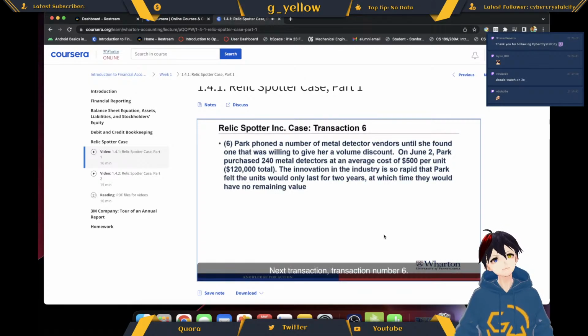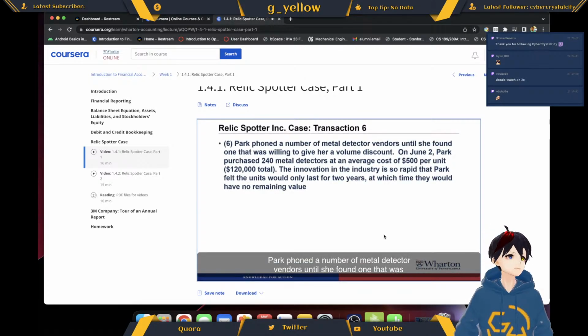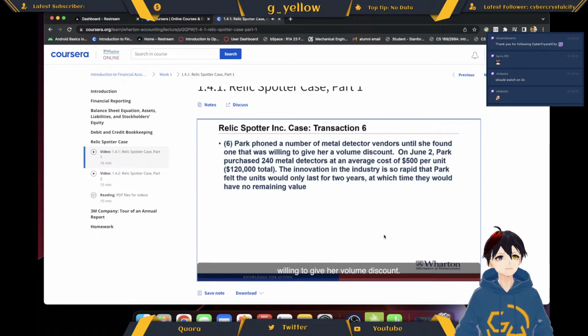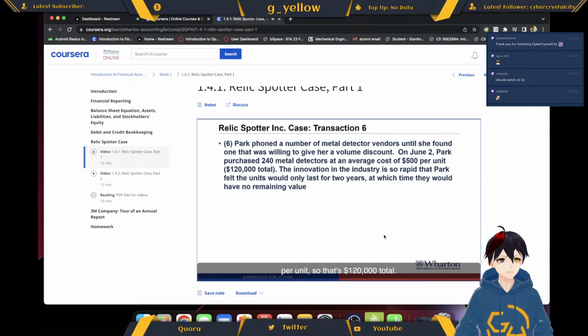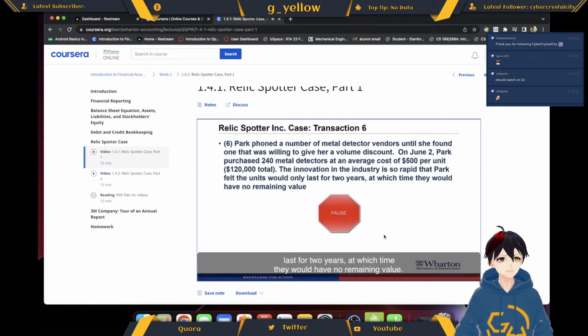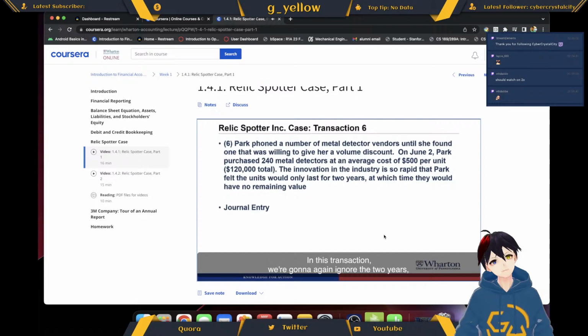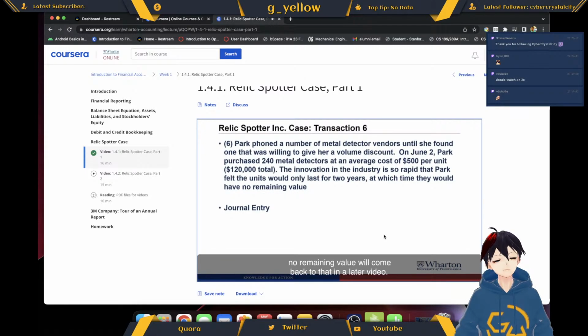Next transaction, transaction number 6. Park phoned a number of metal detector vendors until she found one that was willing to give her a volume discount. On June 2nd, Park purchased 240 metal detectors at an average cost of $500 per unit, so that's $120,000 total. The innovation in the industry is so rapid that Park felt the units would only last for 2 years, at which time they would have no remaining value. At this moment, we're again going to ignore the 2 years, no remaining value. We'll come back to that in a later video.